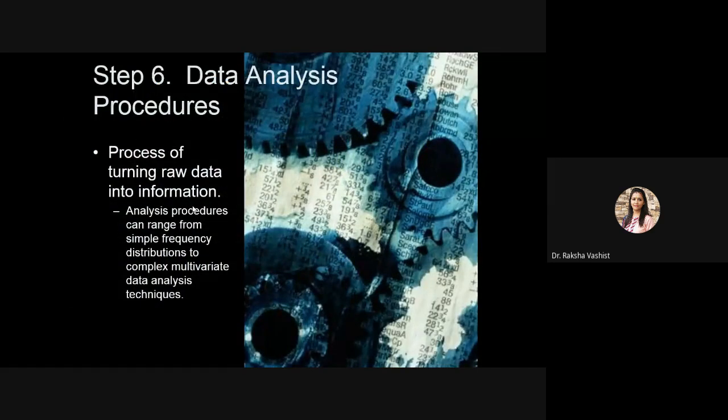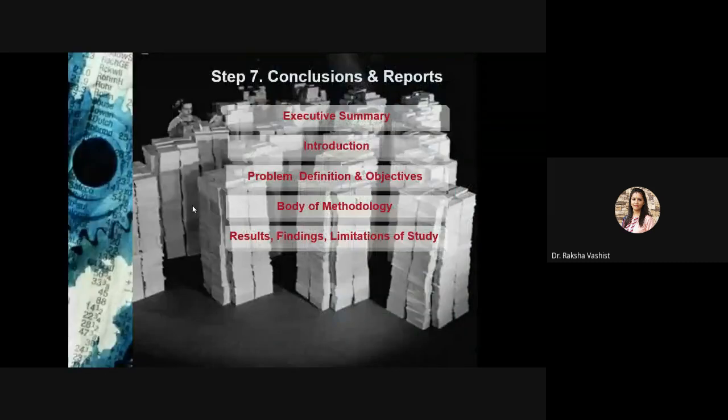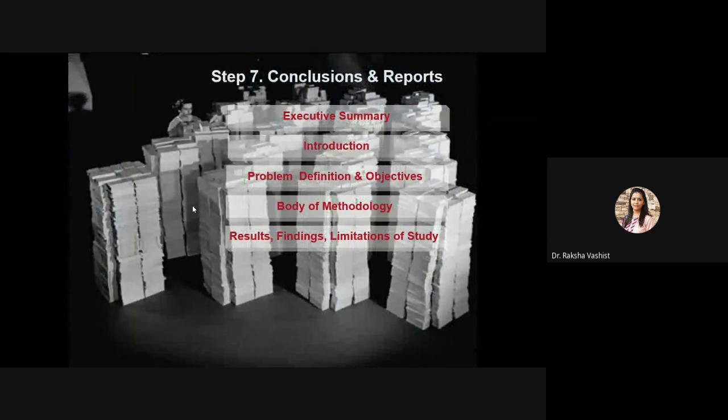Now the next step is data analysis. As we already discussed, in research methodology we have three types of data analysis: univariate, bivariate, and at last multivariate data analysis. The process of turning raw data into information is known as data analysis, right? Analysis procedures can range from simple frequency distribution to complex multivariate data analysis techniques. And the next step is conclusion and reports.